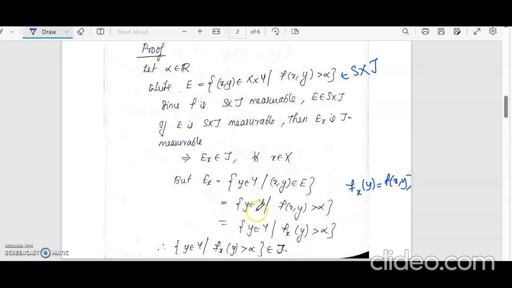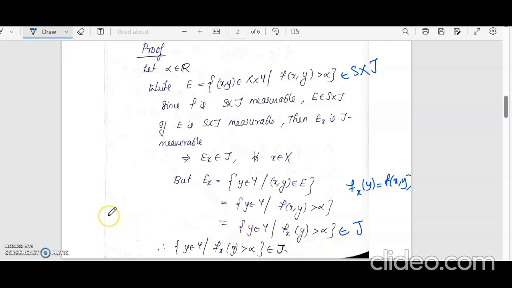But here we have a fixed x and y assumes all the values in capital Y. So therefore f of xy will be equal to fx of y. So this will be equal to the set of all y belongs to Y such that fx of y is greater than alpha. Now we know Ex is J measurable, so therefore this will belong to J. Now J is a sigma algebra.